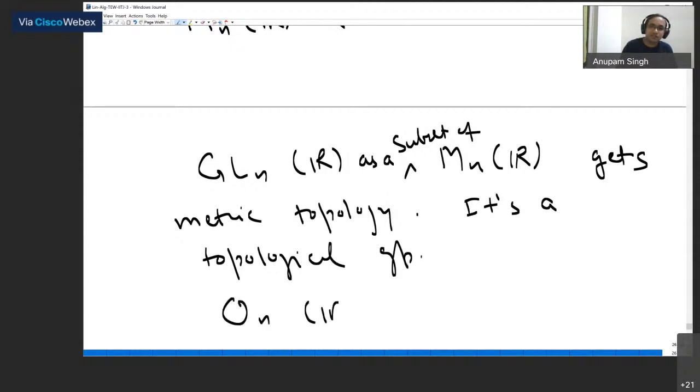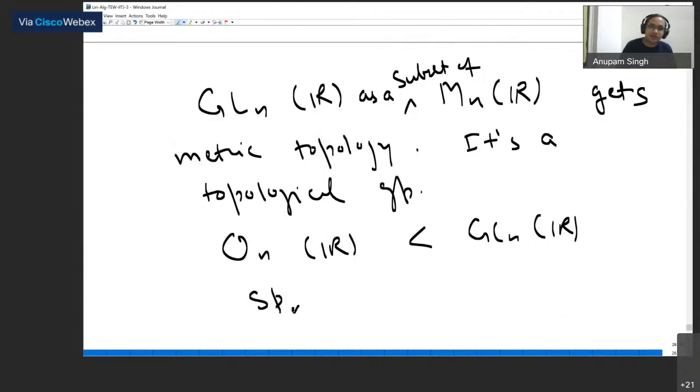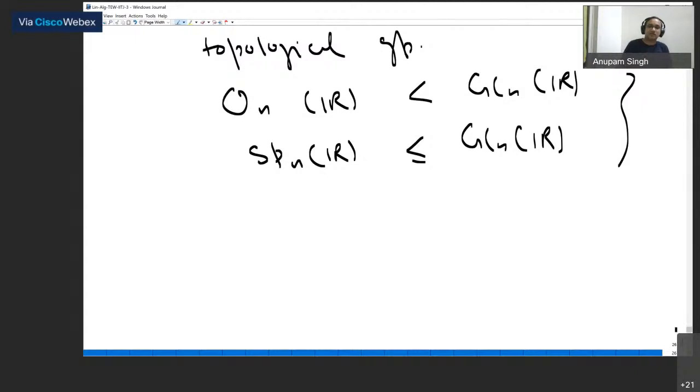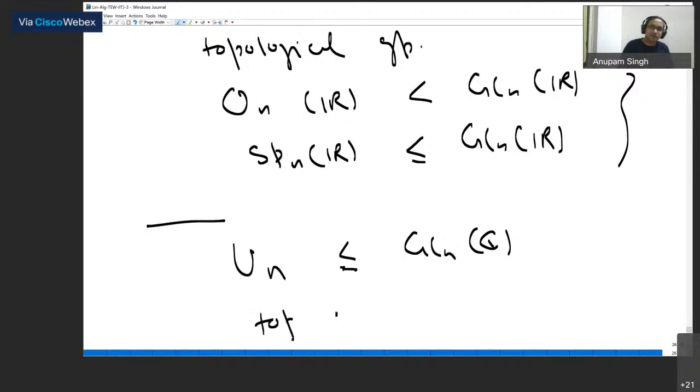O_n(R) is a subgroup of GL_n(R), so this will also become a topological group. There are many other groups you can define. For example, the symplectic group Sp_n(R) is also a subgroup of GL_n(R), so this will also become a topological group. So you get many examples of topological groups. In fact, these are also examples of Lie groups because there is a differentiability structure, and also of algebraic groups. Similarly, you can think of the unitary group sitting inside GL_n(C), which will have a metric, so this is also an example of a topological group.